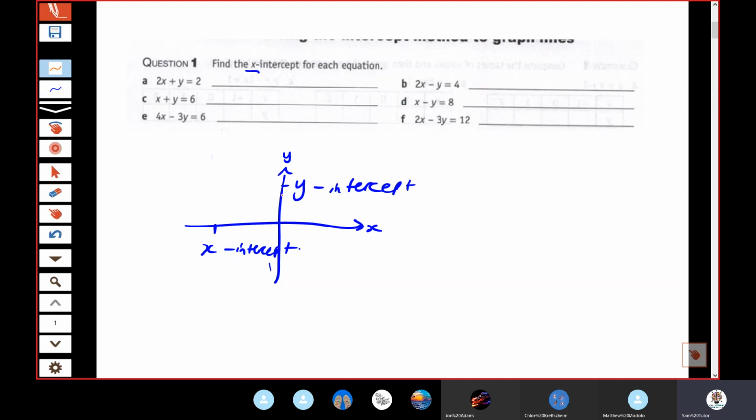When you know these 2 points, can you see I can just draw a straight line through that? I actually don't need the dots. So the idea is it's meant to be a quicker method than what we did last week. The table of values will not fail you.